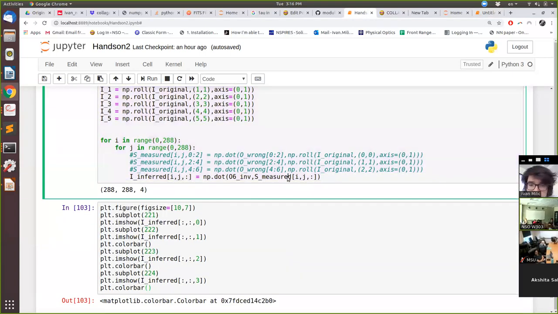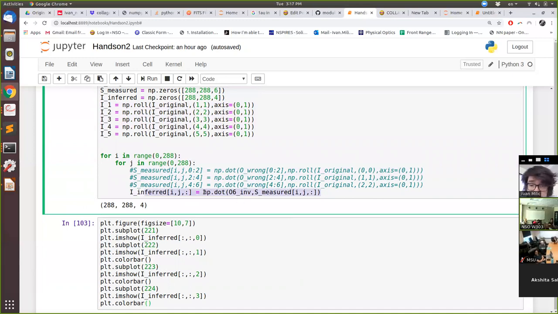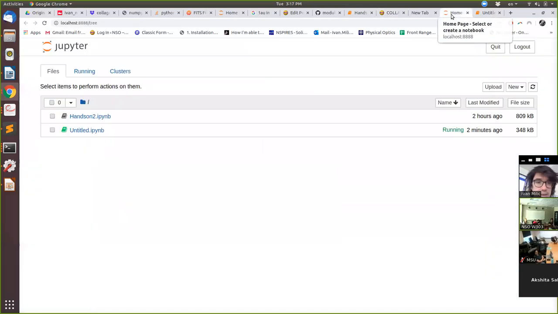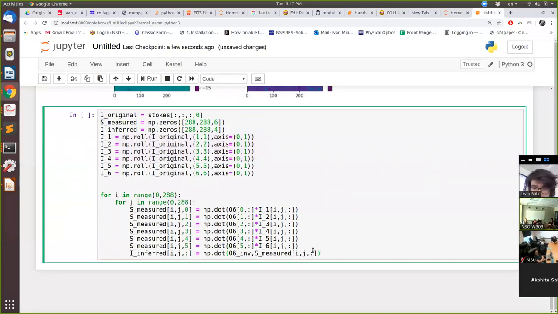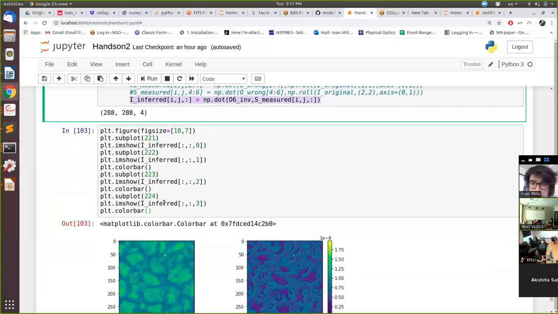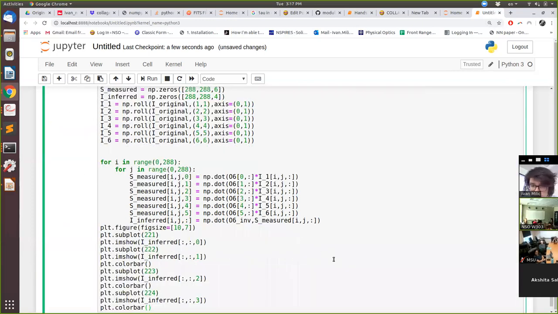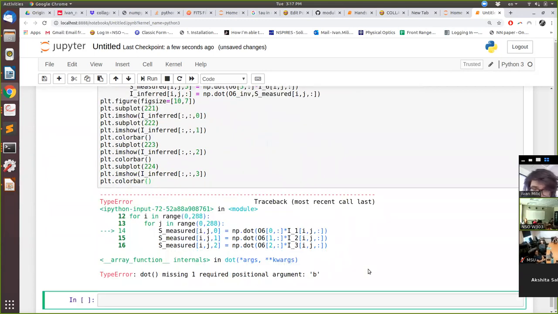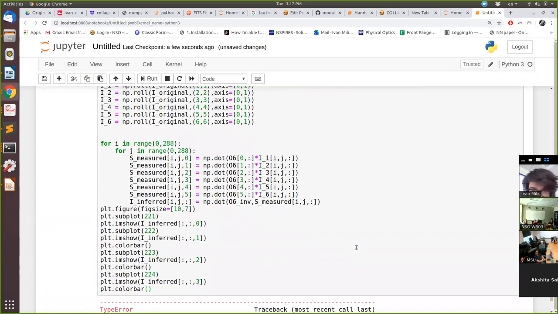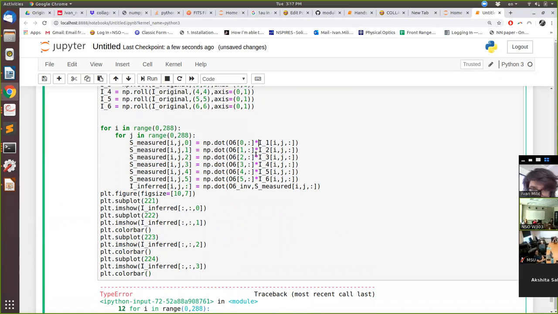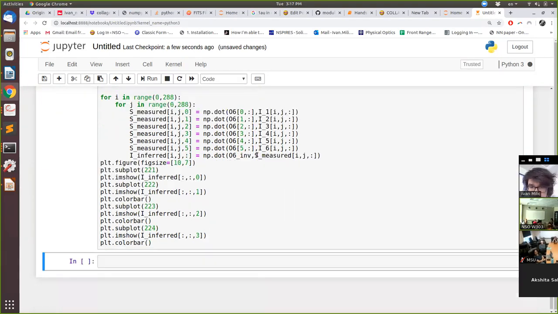So what I have to do now is demodulate it, and I can demodulate everything at the same time. Okay, it's going to be something like this. I just multiply the inverse with the measured thingy here, and then hopefully we can plot things and things are going to be correct. Okay, it doesn't work. Missing one required positional argument. Of course, this should be commas, not stars. This worked.